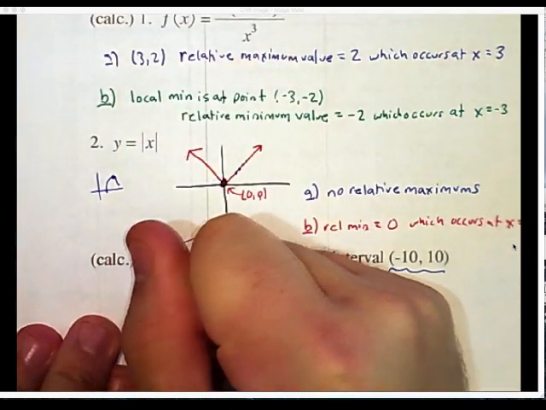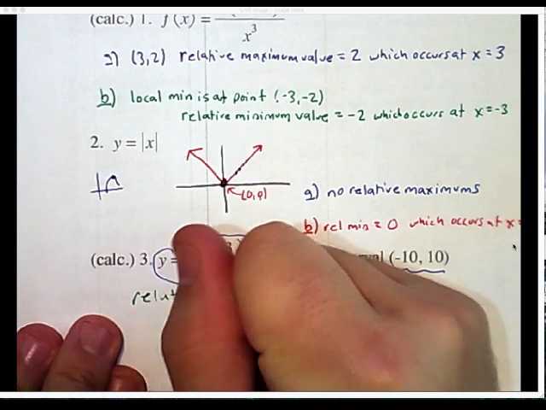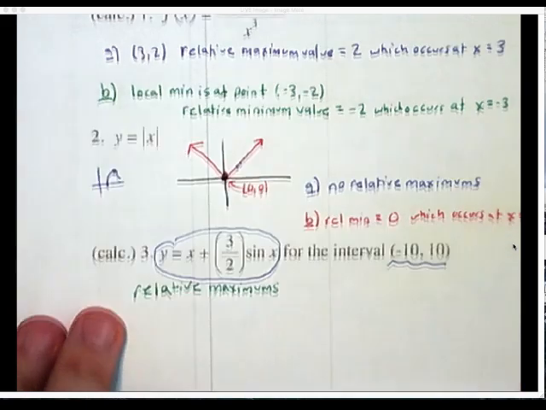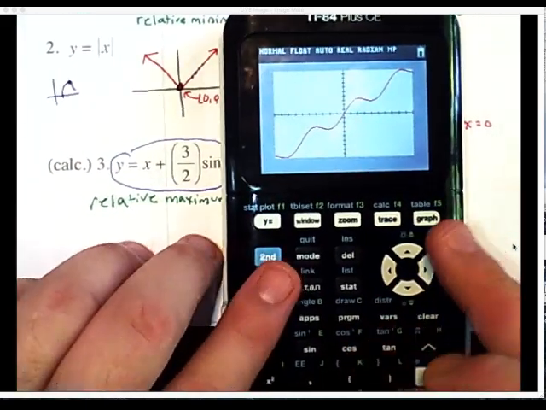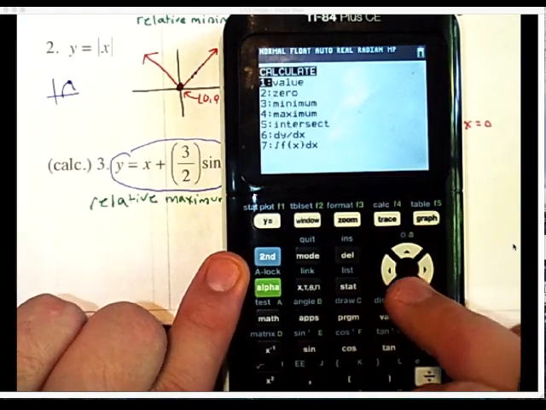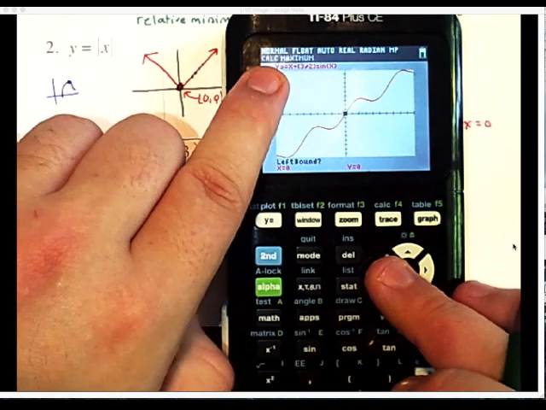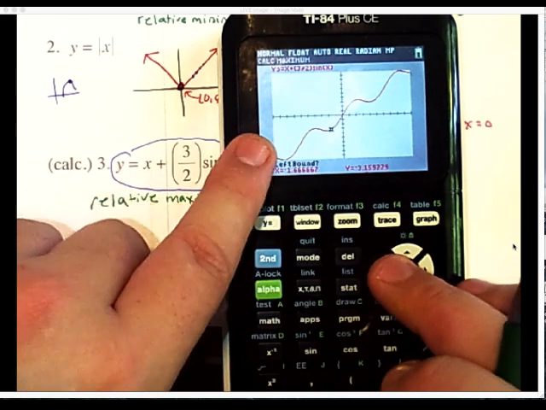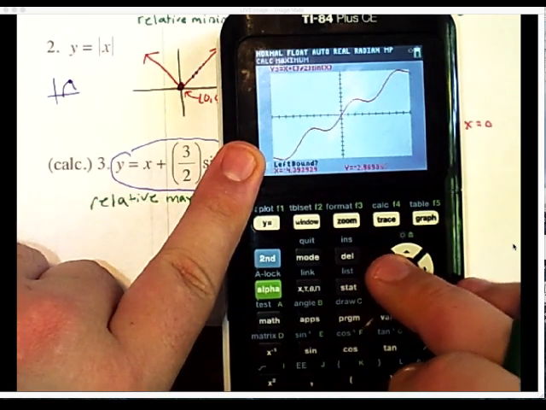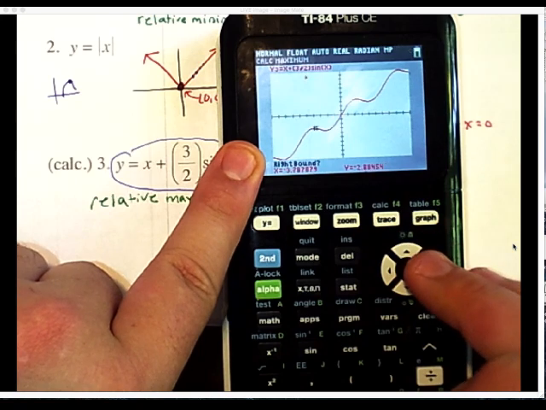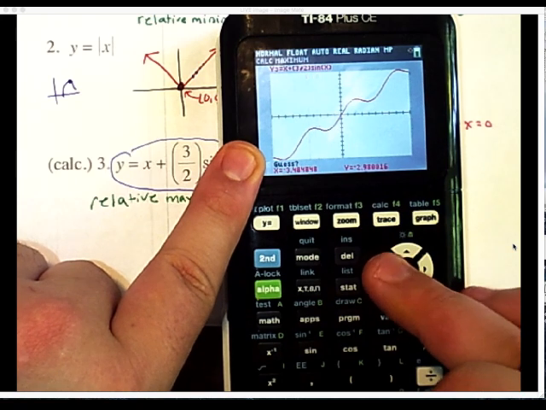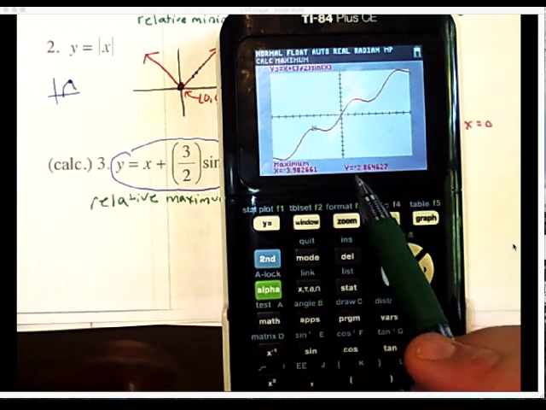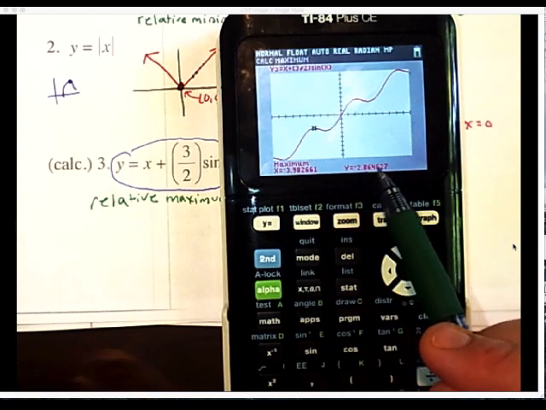Okay, so we'll find the relative maximums first. So here, I'm just going to go second, calculate, number 4, maximum. And we know we're calculating a maximum because up at the top of our screen it says calculate the maximum. So this high point in the graph looks like the first relative maximum. It says left bound, right bound, so pick a point to the left and the right that bound the max, and then guess.